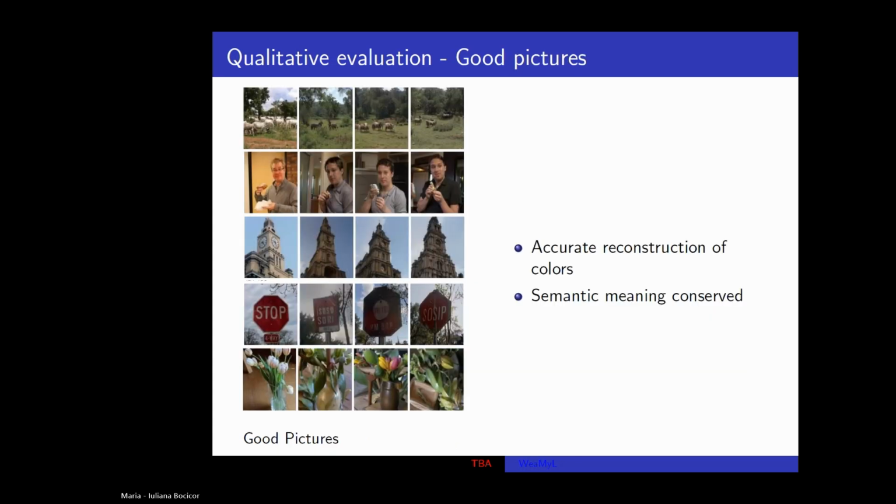Here we have some additional good pictures for the first three subjects. We can see they have a good reconstruction of colors, and the semantic meaning is conserved. It's difficult to reconstruct letters, for instance, for the stop sign, even if we didn't use some brain modules. So even if you ask ChatGPT to write something with letters, it would often struggle with that. So it's not surprising that we didn't manage to reconstruct the stop sign.